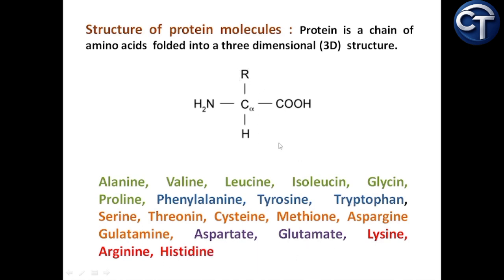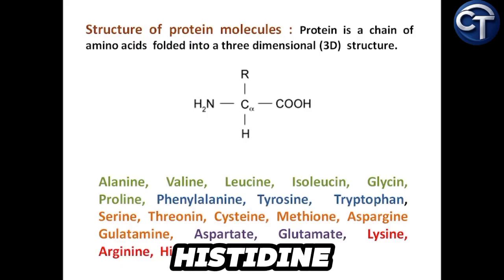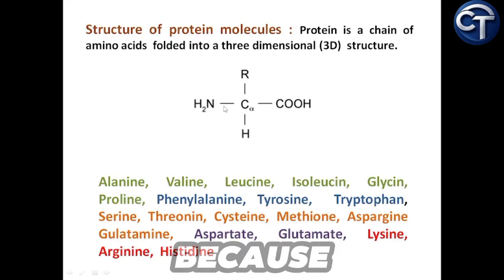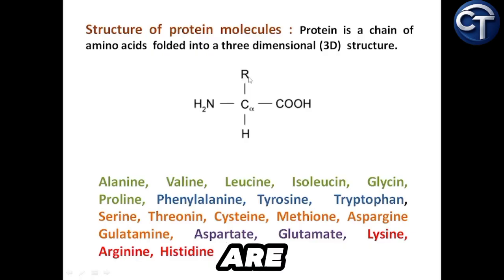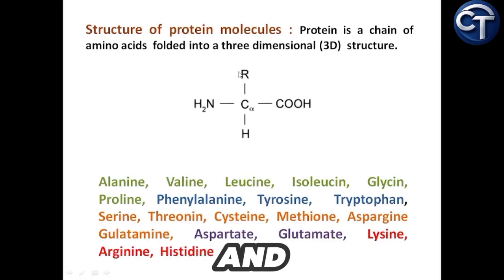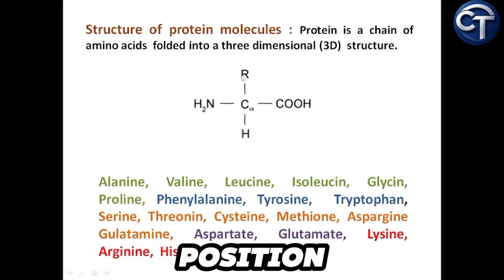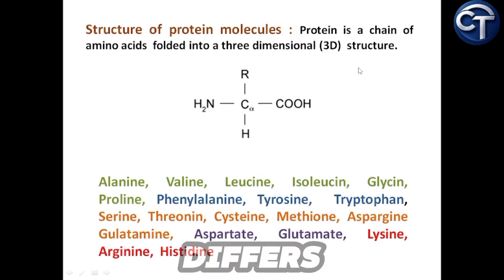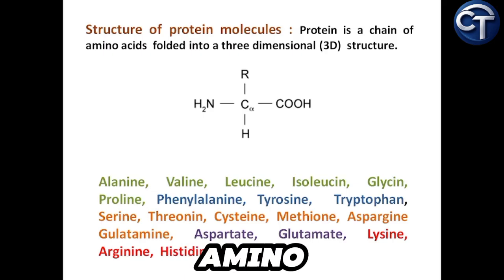In the same way, lysine, arginine, and histidine are basic amino acids because positively charged groups are present in the R position, and aspartate and glutamate are acidic in nature, so the only difference is in the R group position. Though the R group is different, the properties of amino acids change.